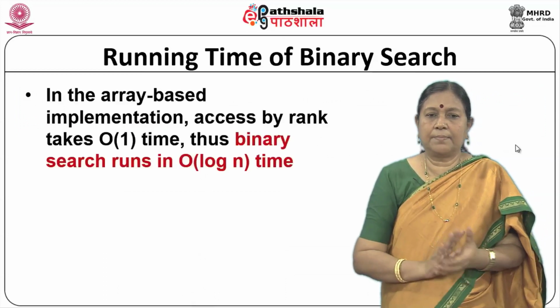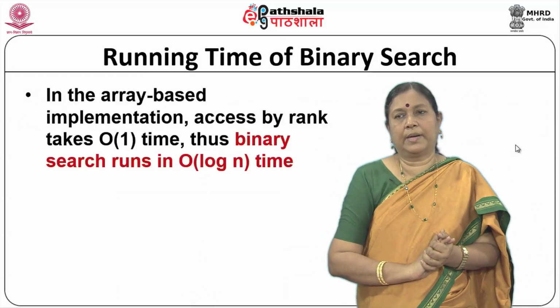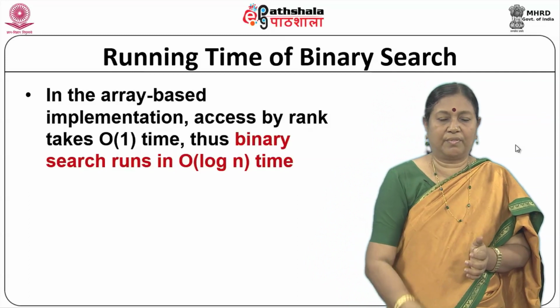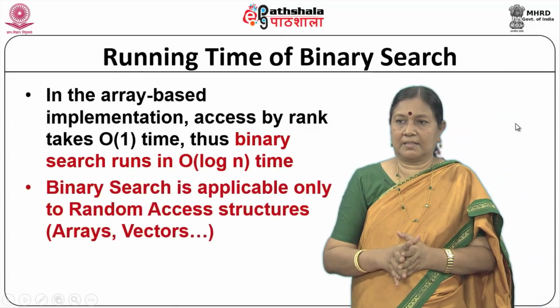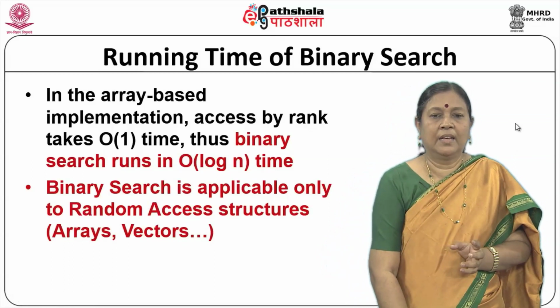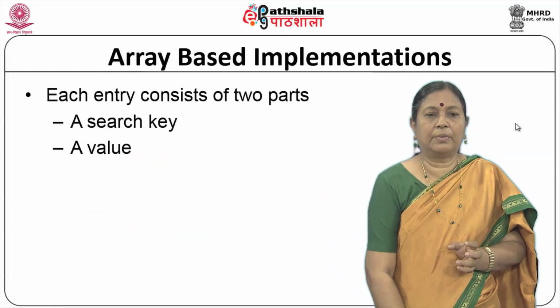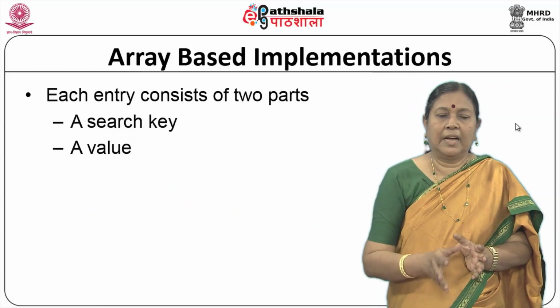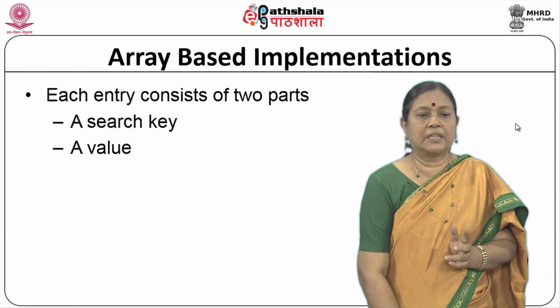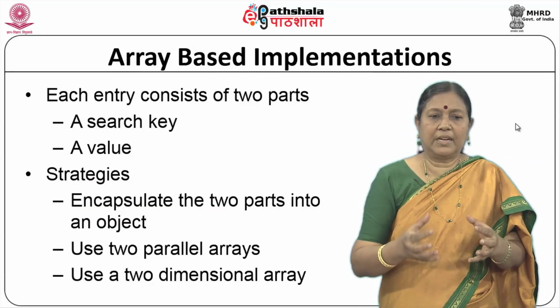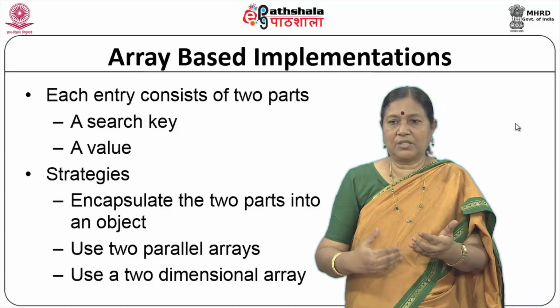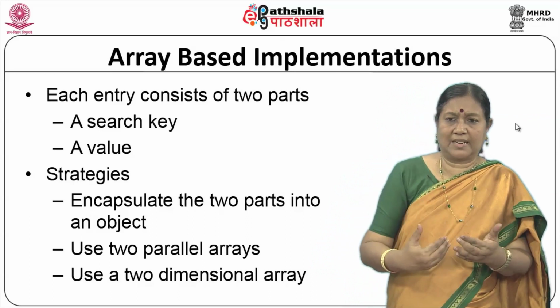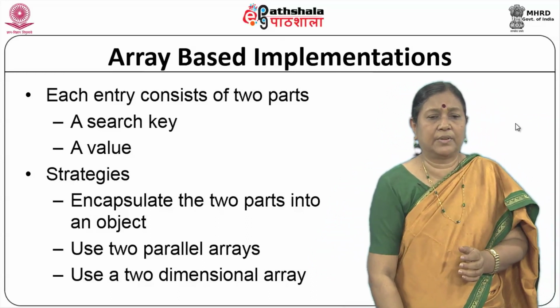Now, in the array based implementation, access by rank takes O(1) time, thus binary search runs in order of log n time. Binary search is applicable only to random access structures like arrays and vectors, that is why it is used. Now, in array based implementation, each entry consists of two parts, search key and value. You have to encapsulate the two parts as an object, and you can use two parallel arrays or you can use a 2 dimensional array. This is what we are going to see in the implementation as we go along.